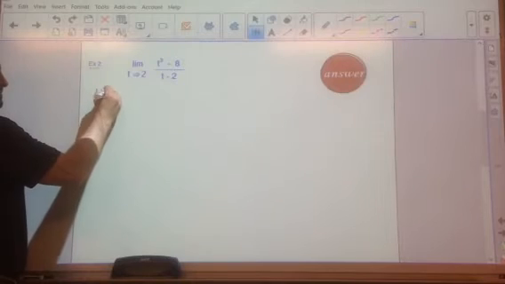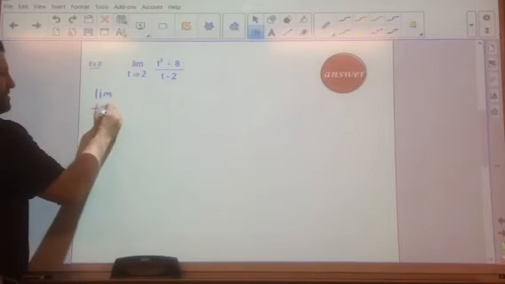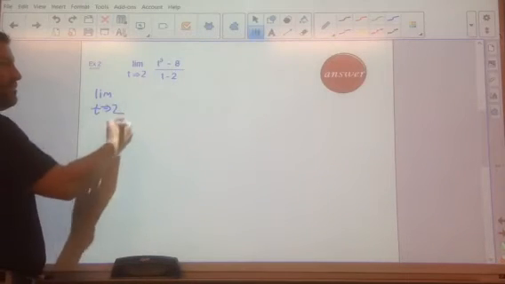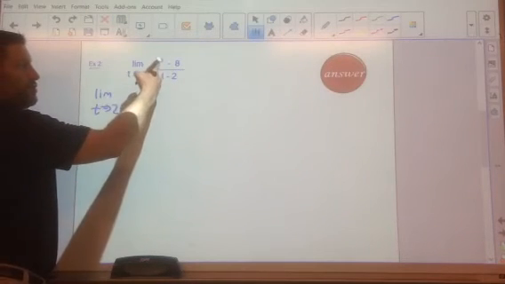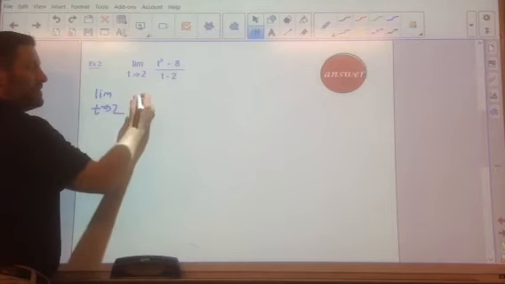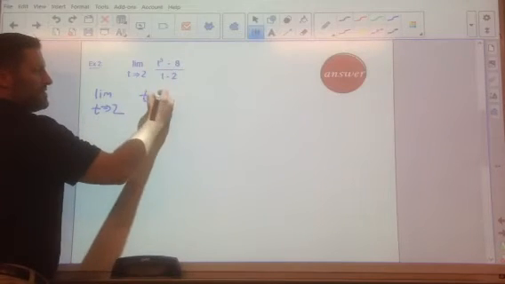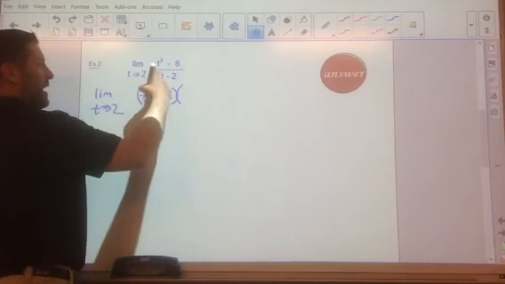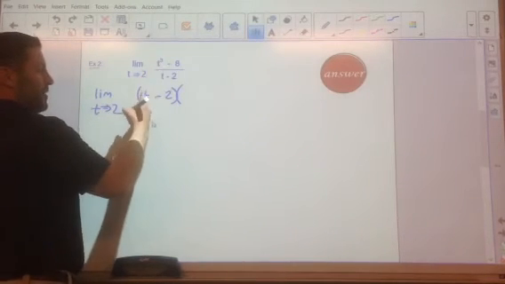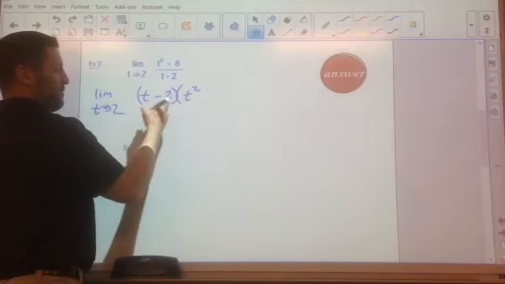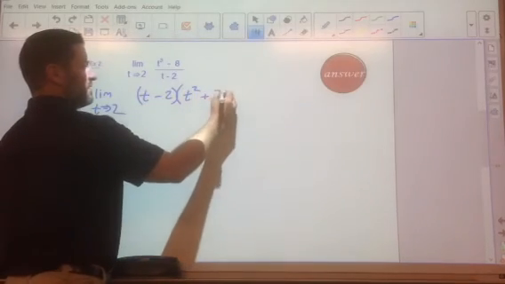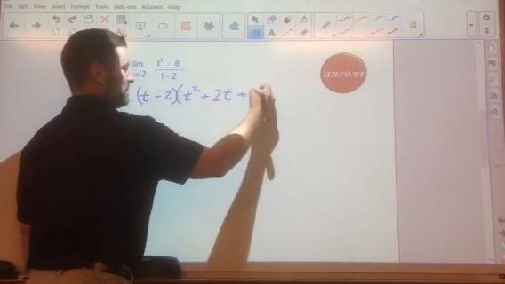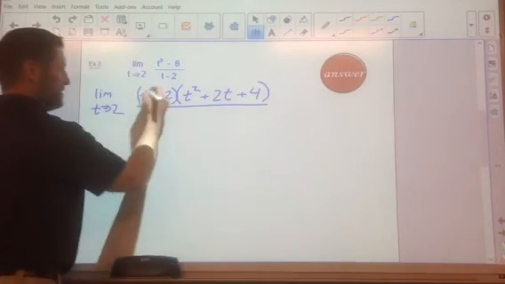So I'm going to find the limit as t approaches 2 of, this is the difference of cubes, and I'm going to do the factored form. Cube root, same sign, cube root. Square the first term, multiply the 2 together and change the sign. Always plus, and square the last term. All over the bottom.